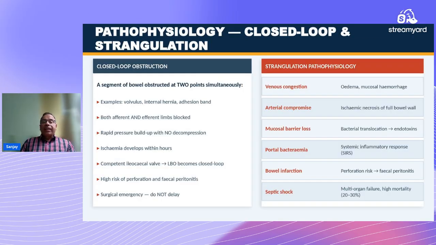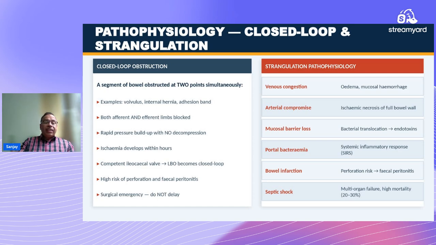Now, what exactly is a closed loop obstruction? We have already heard of this term in my previous slide. What is a closed loop obstruction? It is when a segment of bowel gets obstructed at 2 different points simultaneously, for example, a volvulus or an adhesion band.